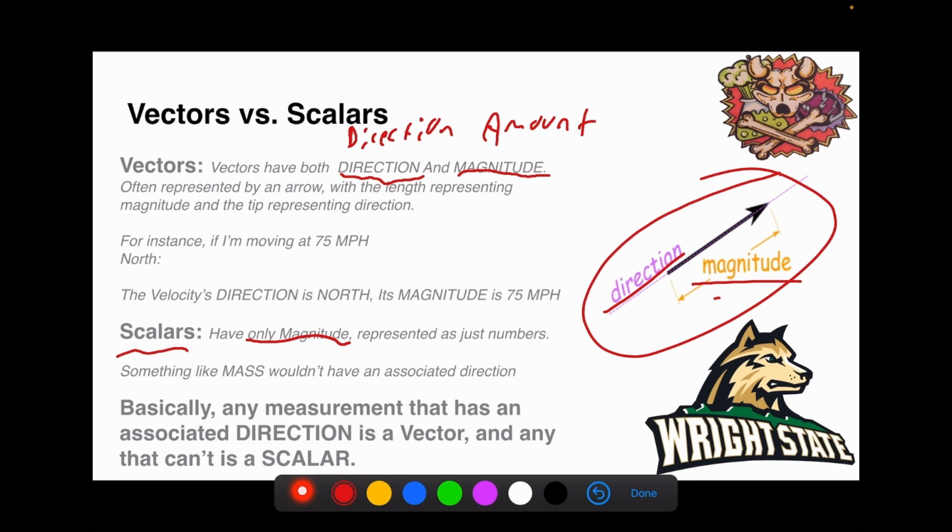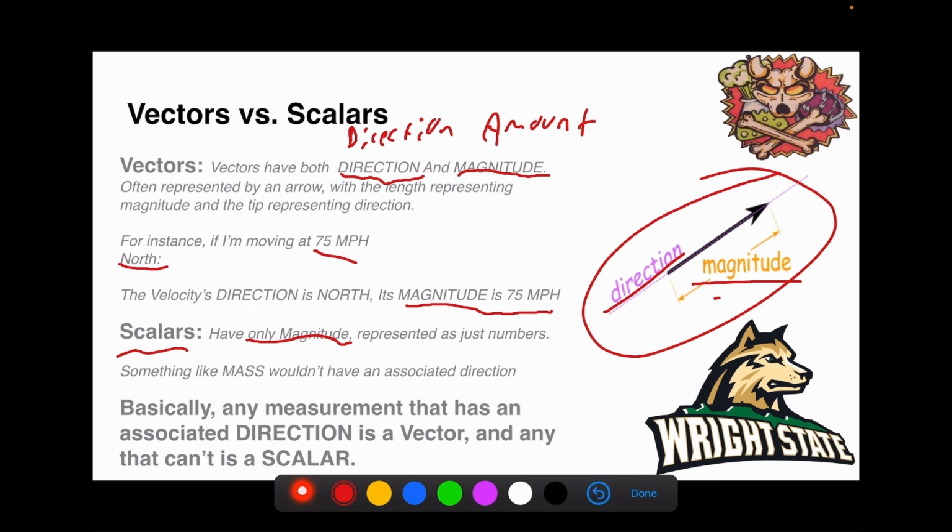So scalars are just numbers. Vectors are arrows that have both an amount and a direction. The direction is determined by the way the arrow is pointing, usually represented by an angle, and the magnitude is represented by the length of the arrow. So the example I gave earlier was if I'm moving 75 miles per hour north, the 75 miles per hour is my magnitude, the north is my direction.